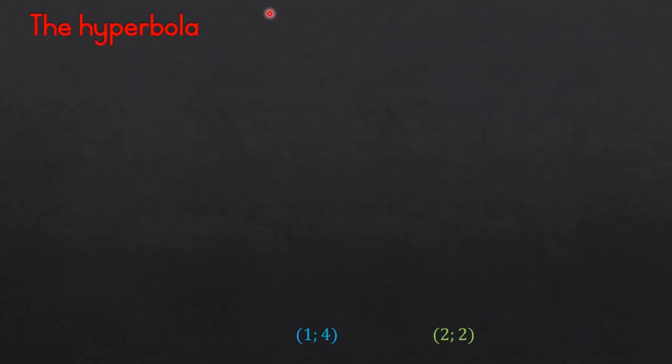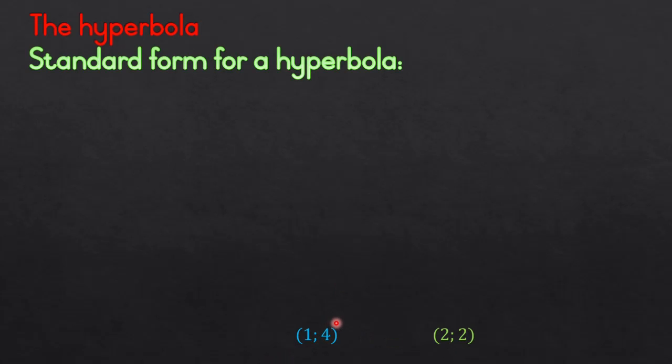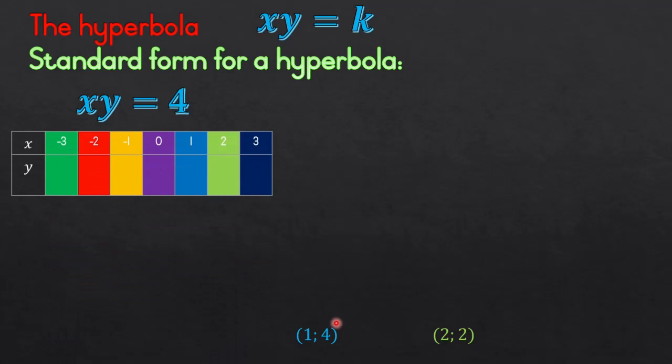Next, we look at the hyperbola. Sorry for these, you'll understand them now. Okay, so the standard form of hyperbola is xy equals k. So for our example, we're going to use xy equals 4. That is our table. Let's quickly put in our value.